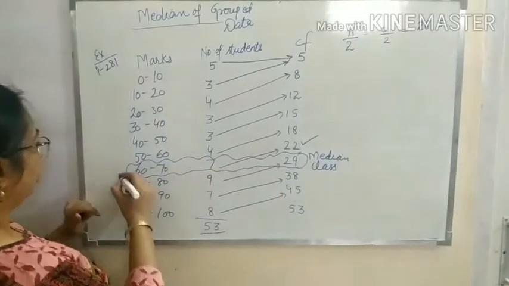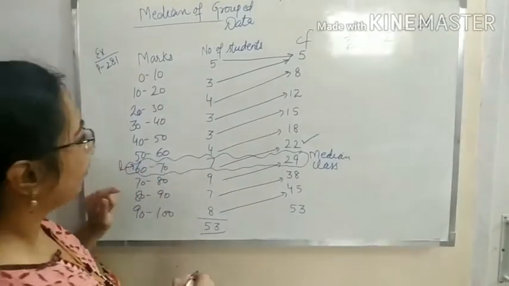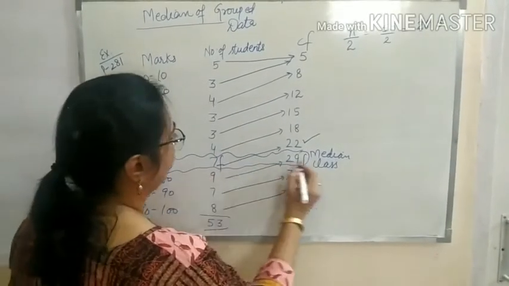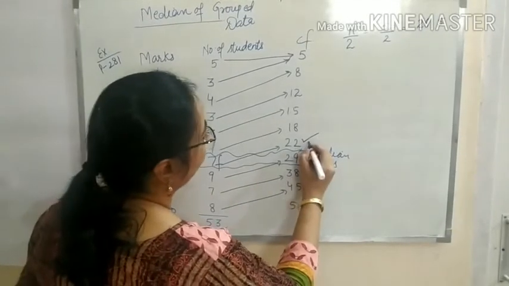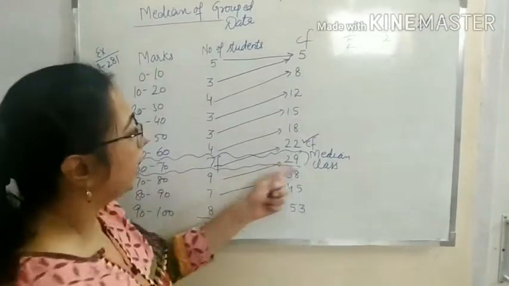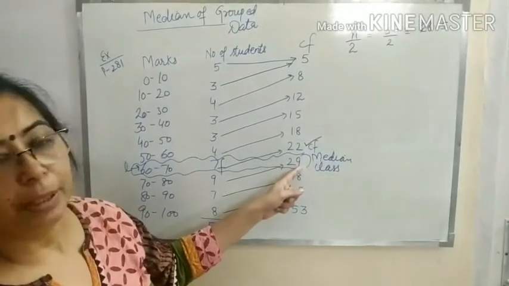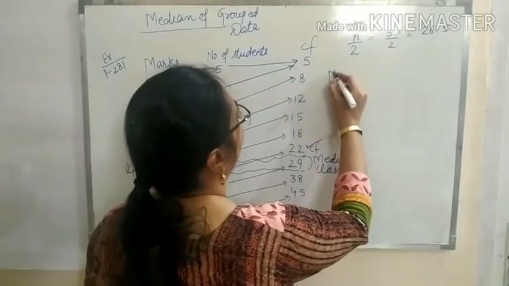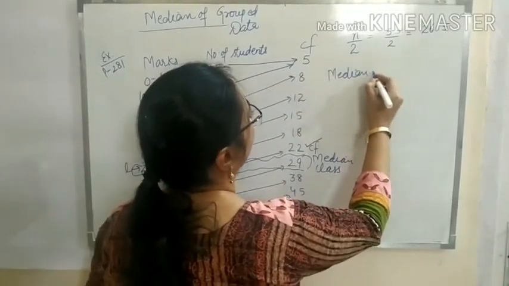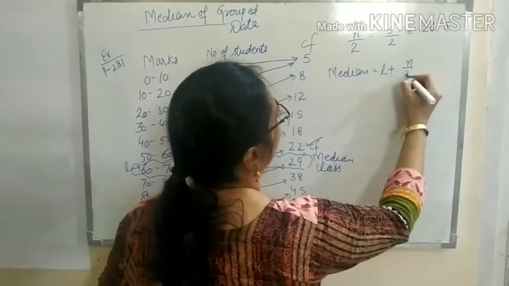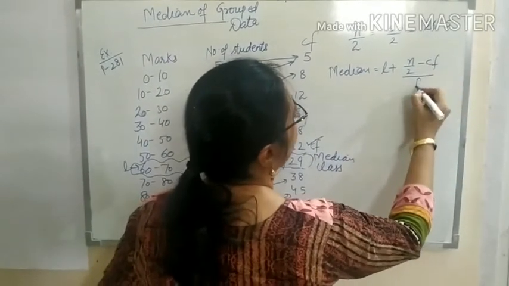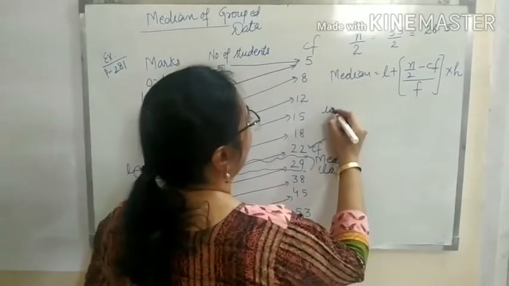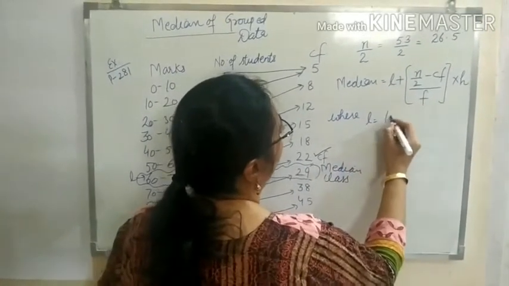L stands for the lower limit. Here, F is the frequency of the median class, and the cumulative frequency which we have written is the preceding value, the cumulative frequency of the class preceding the median class. Now I write the formula: median equals L plus (n by 2 minus cumulative frequency) upon F into h. This was the formula, where L is the lower limit of the median class.